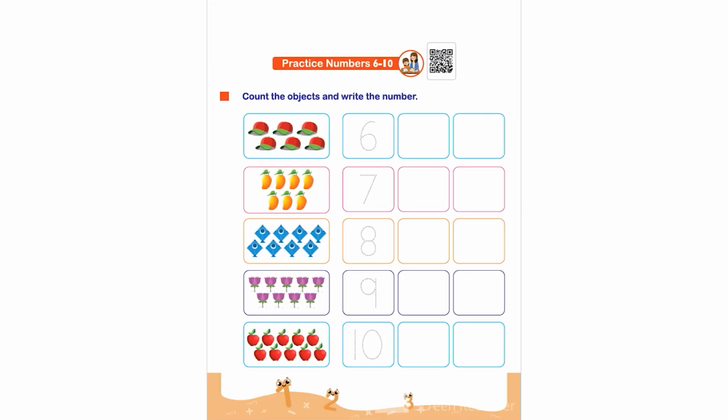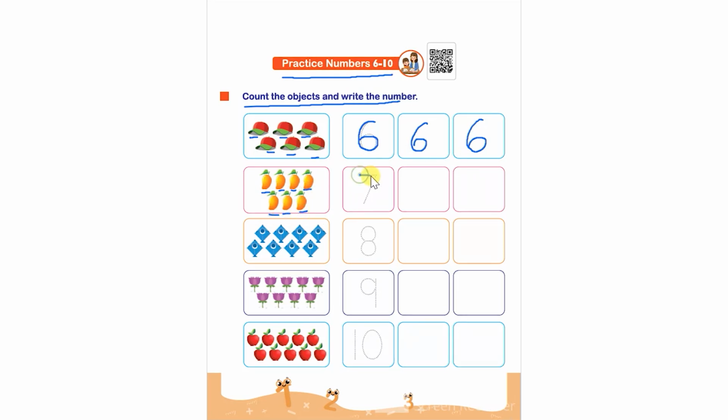Hello everyone. In this worksheet, the topic is practice numbers 6 to 10. Count the objects and write the number. So here the child has to count the number of objects and then they have to write the number in the boxes that are given. So 1, 2, 3, 4, 5, 6. So here there are 6 objects. So they have to first trace the number 6 and then they have to write it in the next 2 boxes. After that there are 1, 2, 3, 4, 5, 6, 7.